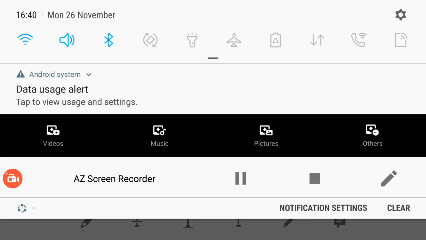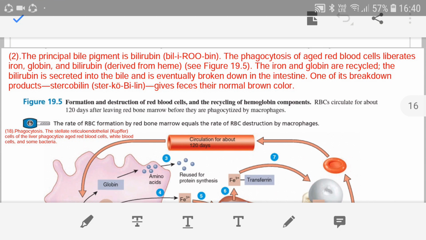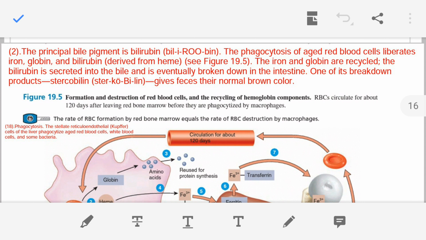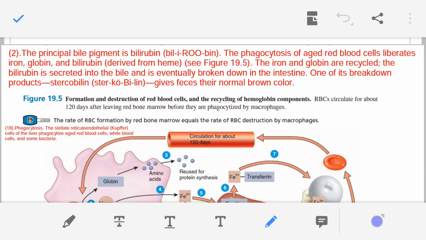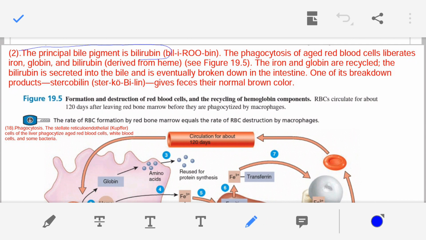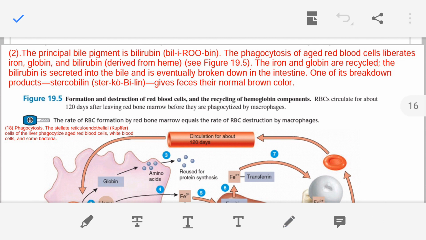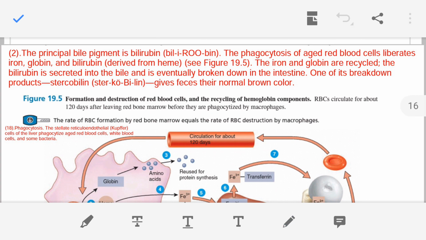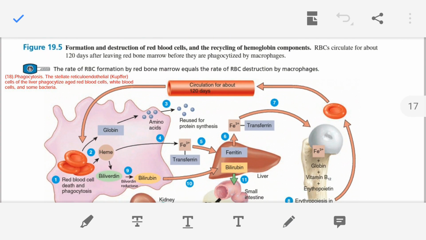I am sorry for this interruption caused to you. Now this is the second point. The principal bile pigment is bilirubin. Now the entire theory point is written over here. You can go through this theory point, and I'm directly explaining this.